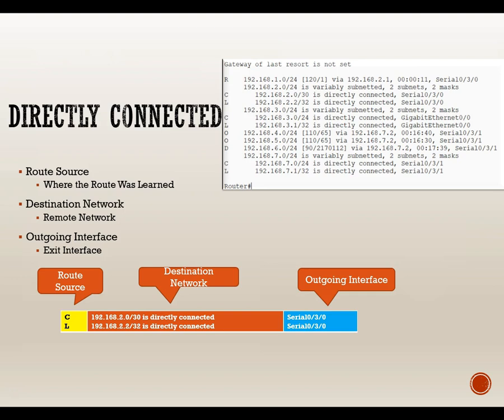But directly connected, the C's and the L's here. The C directly connected, and that's typically going to be the network.